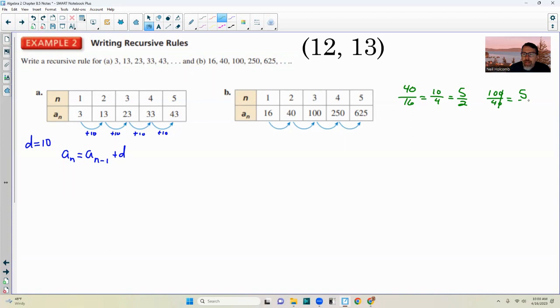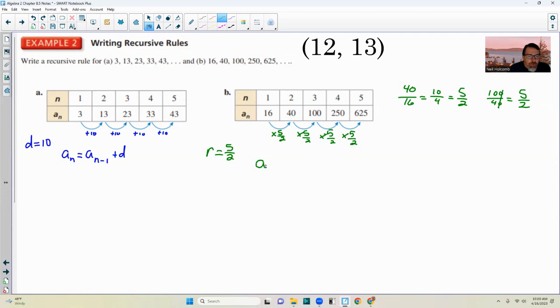5 halves. Okay, so this is times 5 over 2. This is times 5 over 2. And you can check it. And this is times 5 over 2. And this is times 5 over 2. Okay, so rather than just a dot there, I guess, because that looks like 0.5 over 2, let's just put an X. So it's times 5 halves, times 5 halves, times 5 halves, times 5 halves. So that is our common ratio, is 5 halves.